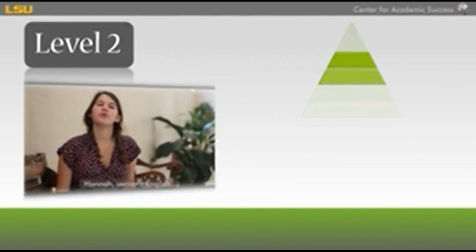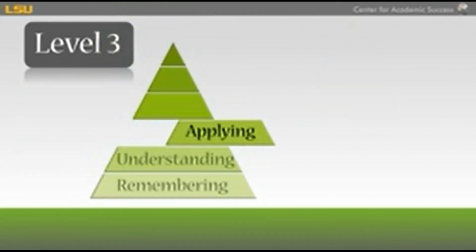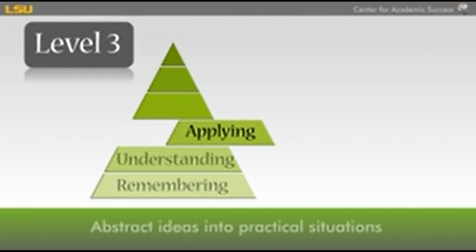Remembering and understanding information is important, even at the college level. Each college course has several new concepts, terms, procedures, and functions that you need to remember and understand. Once you have a solid understanding of the new concepts, it's easier to see how something works, or why it works. Level 3. Applying. College testing requires you to use what you've learned in the previous levels to solve problems. Application requires you to make connections, compute or solve problems, and to transfer abstract ideas into practical situations.